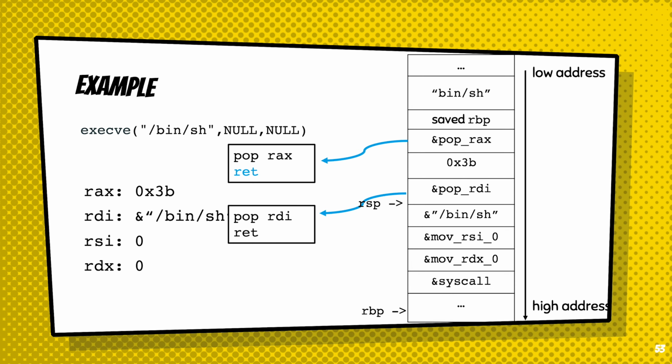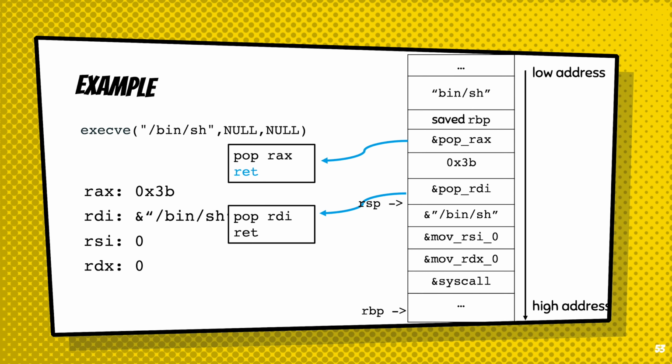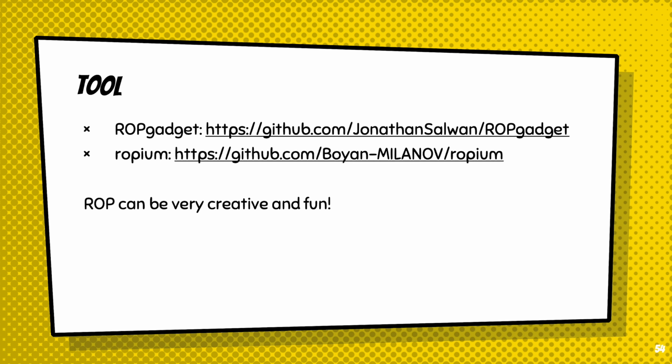There are tools that can support us in finding the address of those gadgets. For example, you could use ROPgadget or ROPium. These two tools are very useful, and you can just download them from GitHub and play with them by yourself. And ROP can be very creative. Right here, I'm just showing one example, and there are many more ways to create a ROP chain. If you're interested in ROP challenges, I encourage you to play some ROP challenges from CTF games. And of course, in our lab, we will also have ROP challenges for you to play and have fun with.